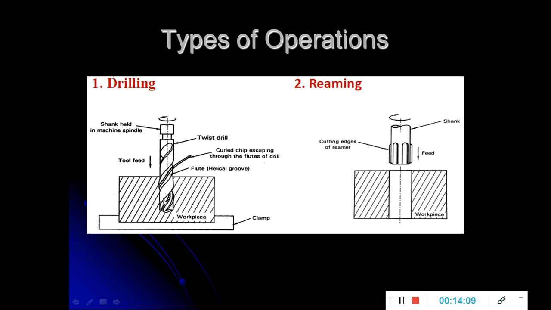So remember, reaming is only a finishing operation. It is not used to produce a hole. It is only used to remove a small amount of material, in terms of microns, in the form of burrs inside the already drilled hole. That is known as the reaming operation.